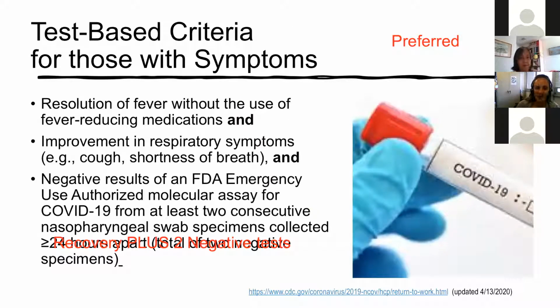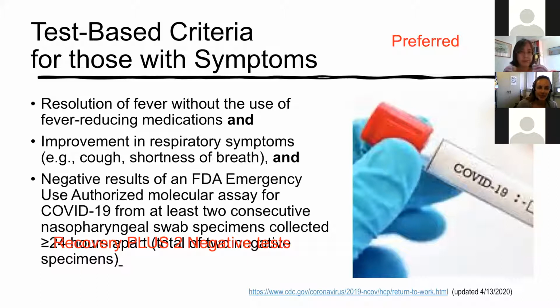Great, and I apologize for the formatting here, but I think everyone can still mostly see the content. So test-based criteria for residents or patients with symptoms. There's either a suspected or a confirmed COVID-19 case. We have preferred in red in the upper right-hand corner here. This is in alignment with what CDC has on their website too. They indicate a preference for this test-based criteria.